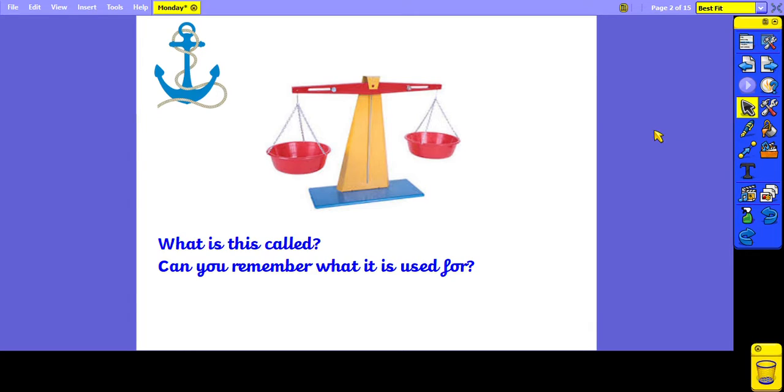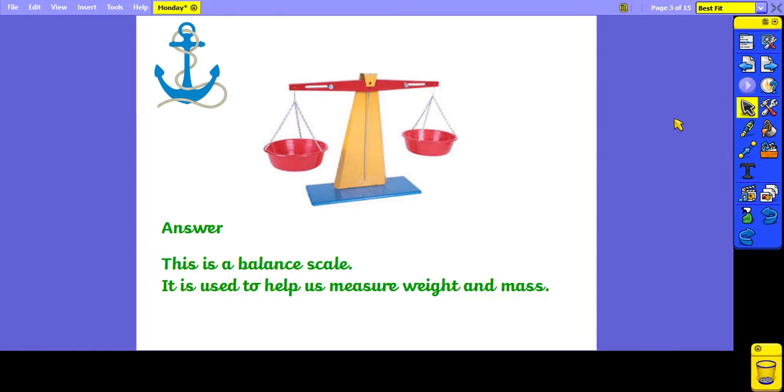So to anchor our learning, have a look at the picture on the screen. Can you remember what this is called and what it is used for? Okay, it is a balance scale and it is used to help us measure weight and mass.